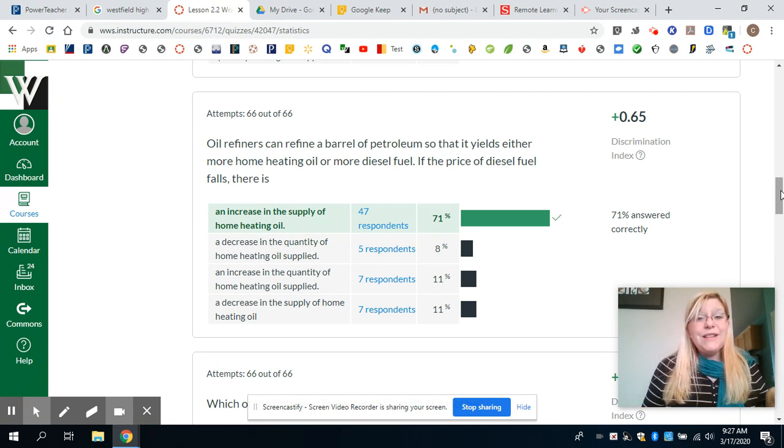So if the price of one falls, are they going to make diesel fuel because it's cheap? No. Remember, producers like high prices, not low prices. So if the price of diesel fuel falls, they're going to actually produce more of the other item that still is the normal price. That is, the price has not fallen. Okay? All right.